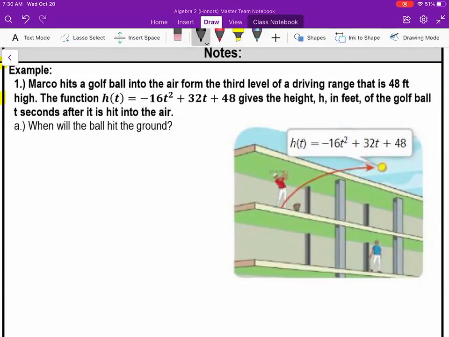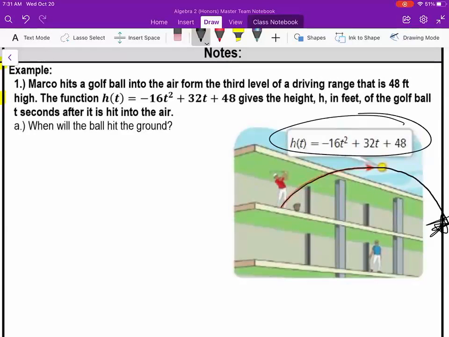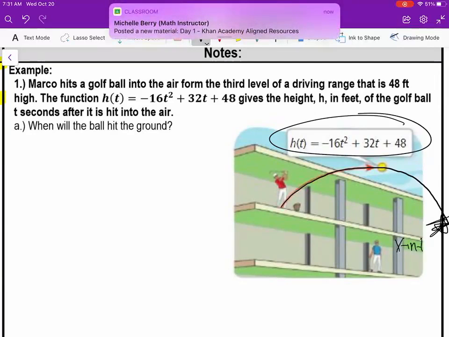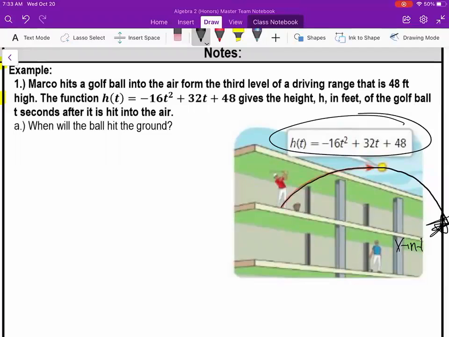So we know that this function is representing the path of the ball. And we want to know when is that ball eventually going to hit the floor or going to hit the ground. So in terms of a function, what point is that? Well, in terms of a function, that would be the x-intercept. So we are actually looking for the x-intercept. All right, so now that we know what we're looking for, let's go ahead and solve it.